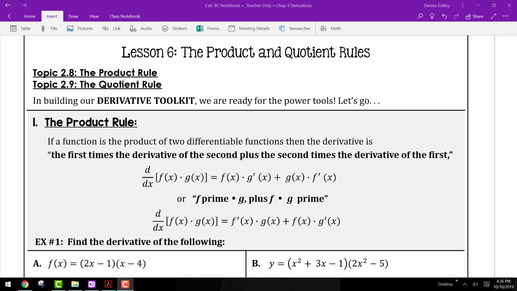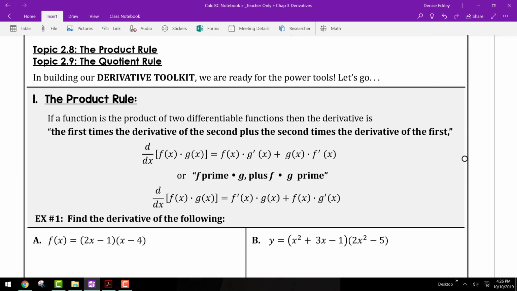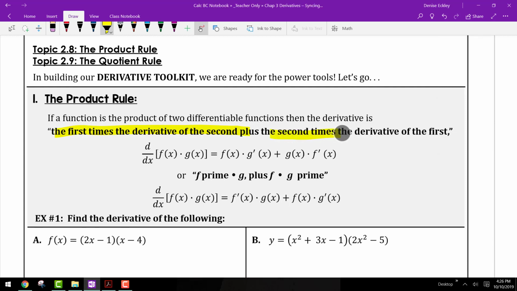So as I said here, in our derivative toolkit, we're ready for the power tools. The first one is the product rule. What the product rule shows you is that you can do it in parts, so to speak. The derivative is the first times the derivative of the second plus the second times the derivative of the first.